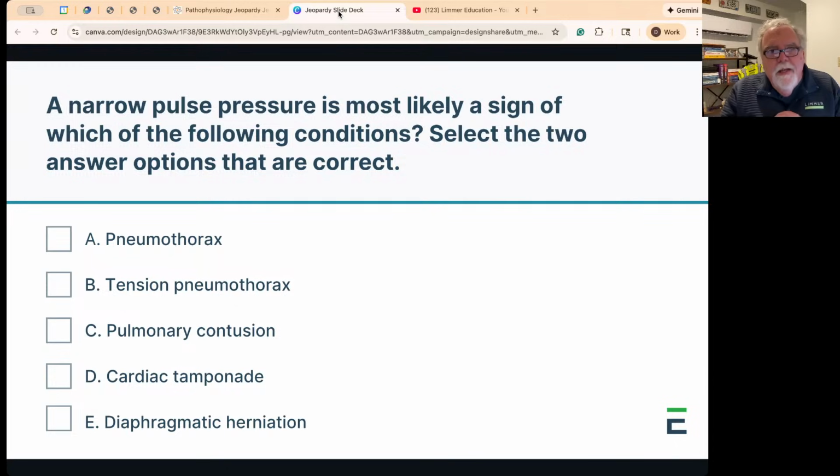All right, the correct answers, so I can move this along a little bit. Choice B like boy and D like Dan Limmer. Tension pneumothorax, cardiac tamponade are going to cause obstructive shock, interestingly, for both of those. But that's where you're going to get the narrowed pulse pressure when it comes down to shock.